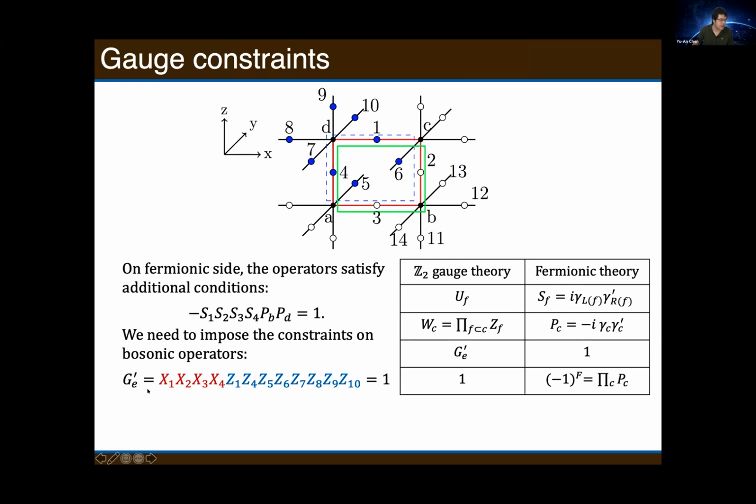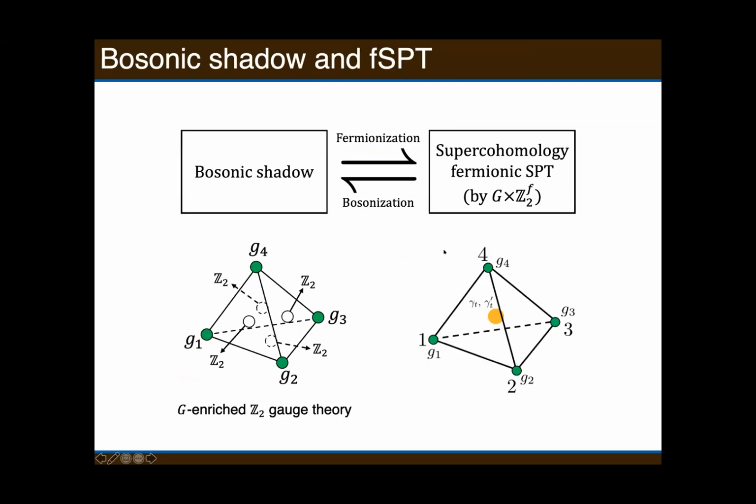The gauge constraint is the X operator on this red square times the Z operator on this blue dot. So at the end, we can map any fermionic theory into a Z2 gauge theory. You should just treat this as some Jordan-Wigner transformation. Given a fermionic operator, I can rewrite the model in terms of the Pauli matrix. Question here.